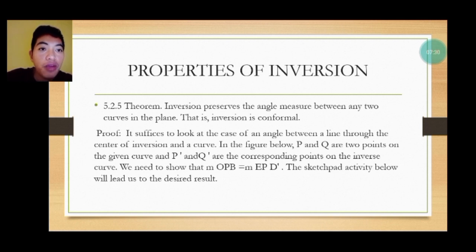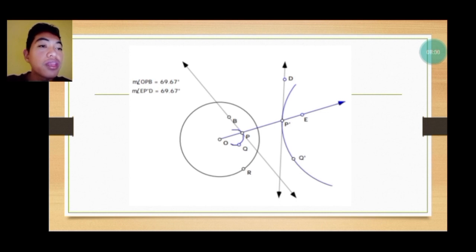So, one of the proofs of this theorem that will suffice is the case of an angle between a line to the center of inversion curve. In the figure below, which you will see on the next page, P and Q are two points on a given curve, and P prime and Q prime are the corresponding points on the inverse curve. So, this is the figure.